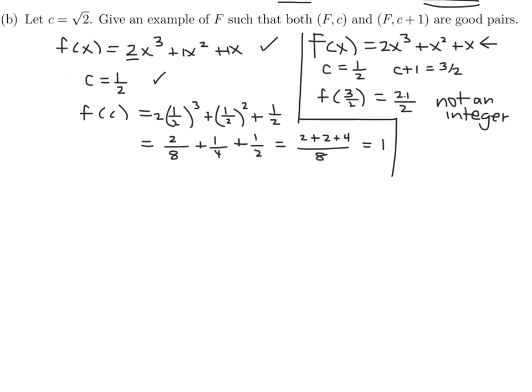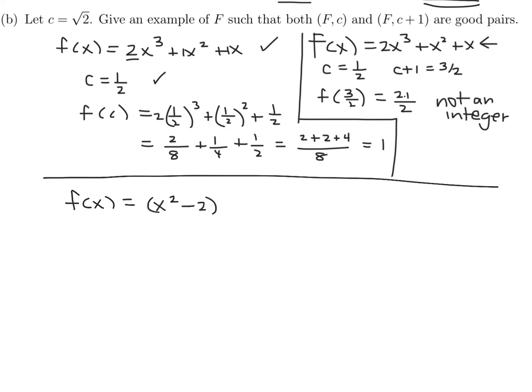Okay, moving right along. The next part says, let c equal root 2, give an example of f such that both f, c and f, c plus 1 are good pairs. Okay. So this time I will choose a function x squared minus 2, and I also will choose x minus 1 squared minus 2. So let's see what happens. c is fixed, in this case as root 2. So now I've got to figure out f at c and f at c plus 1, and then figure out if that makes them both good pairs.